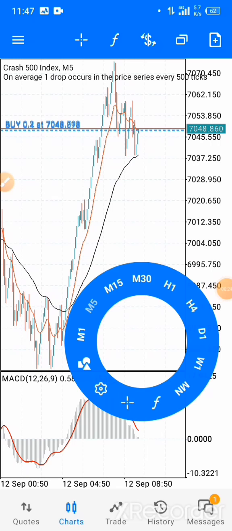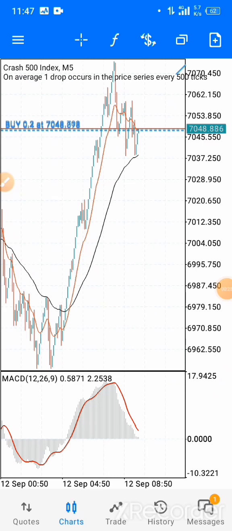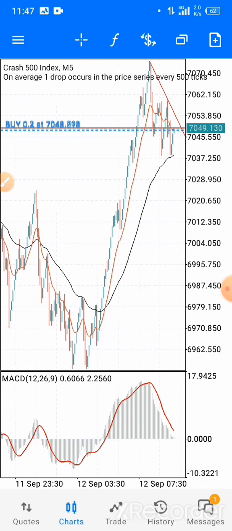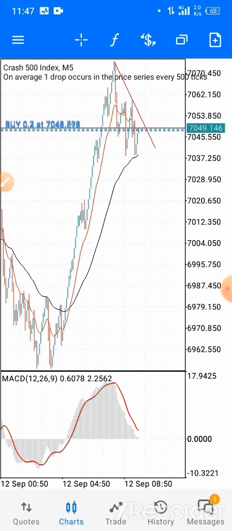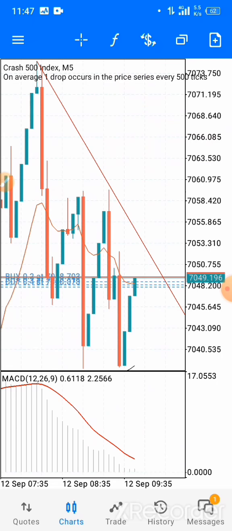over there, right? So I'm just waiting for the breakout of this trend line right here. That way I know that I will be guaranteed of the money, right? I will make a lot of money. I will be guaranteed, right? So let's wait and see how this trade goes.